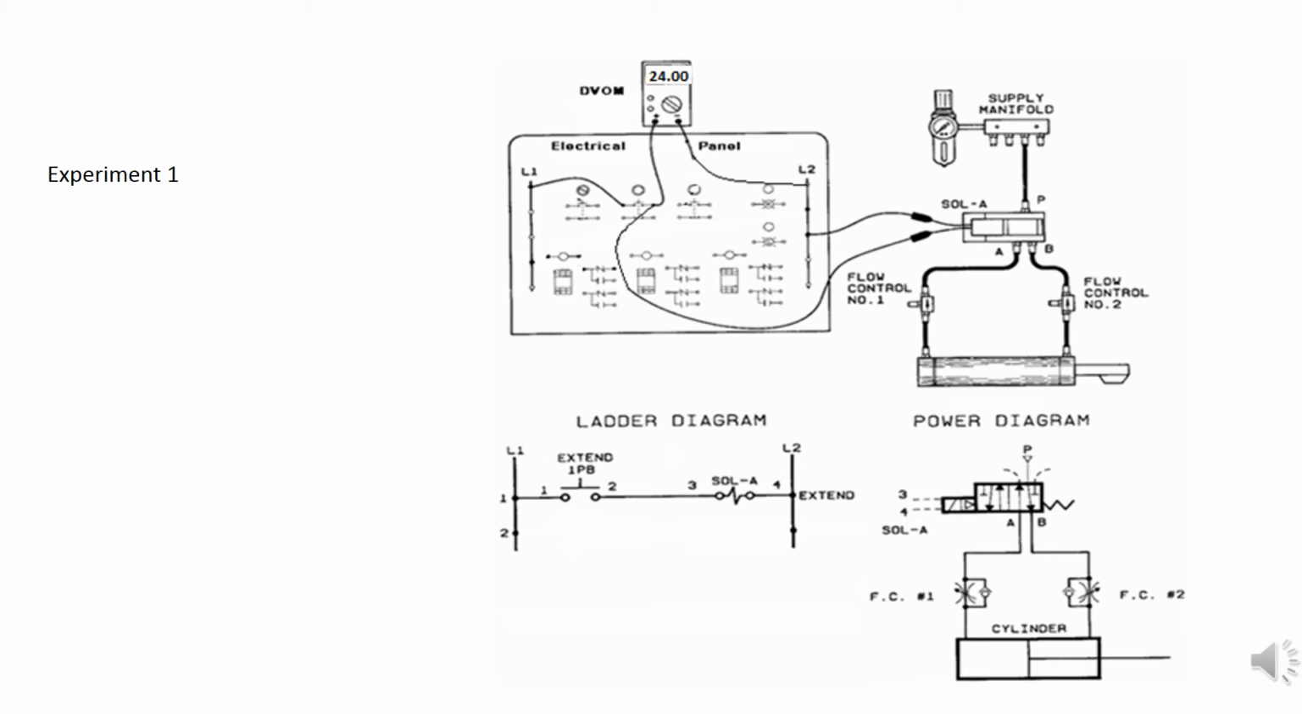So looking at the ladder diagram, you'll notice L1 and L2. L1 is recognized as the power supply or line power. L2 is your ground. In this case we're using DC, so that would be your grounding circuit. On the first rung, our first connection is made to 1 PB, which is a normally open push button switch.